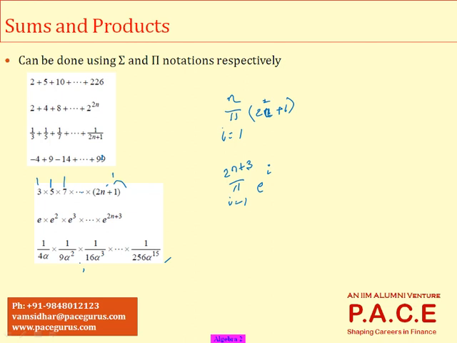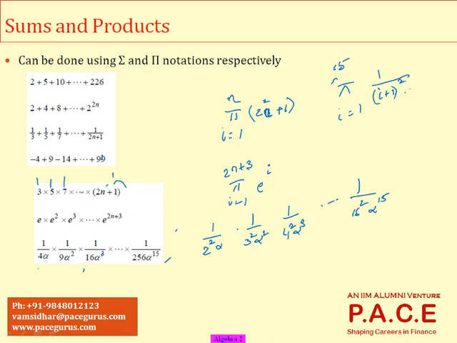Then what about the last one? 1 by 4, 1 by 9, 1 by 16. So I can write this like this: 1 by 2 squared alpha, 1 by 3 squared alpha squared, 1 by 4 squared alpha cube, and the last one I can write as 1 by 16 squared alpha power 15. Now what is the kind of pattern you are seeing? You just see pi i equal to 1 to 15, 1 by, it's starting with 2, it's not starting with 1. So I will say (i plus 1) whole squared and alpha power i. So now try expanding it, you will get exactly the same.